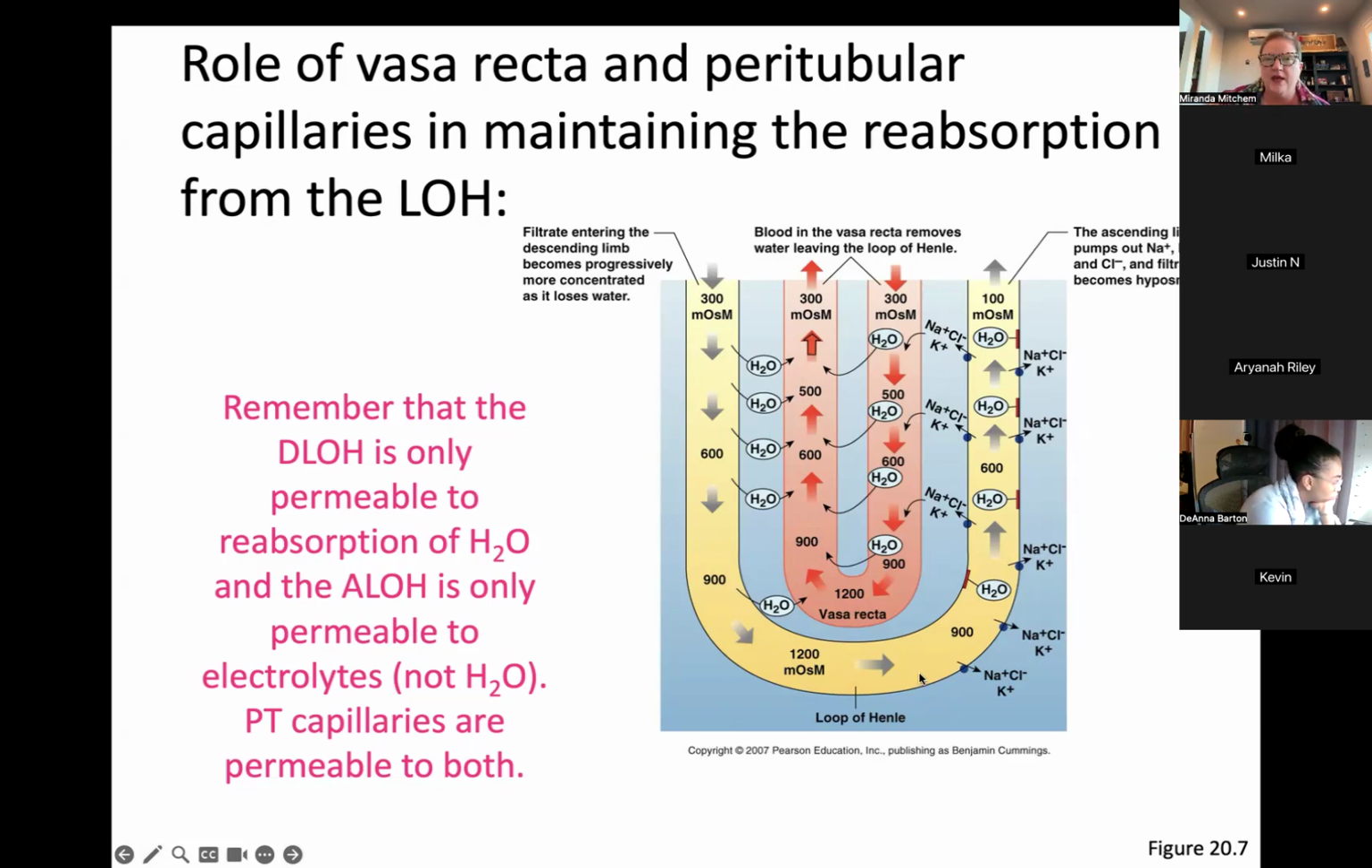So that's why it's important that we have this exchange system, so that it provides a gradient to allow the movement of the ions. As we go through the filtrate and go up the ascending loop of Henle, now we're just moving ions. What I've got written over here in the note in pink is that the descending loop is for reabsorption of water, whereas the ascending loop is electrolytes, but not water. So again, that gives us enough of a gradient so that the ions are able to move.